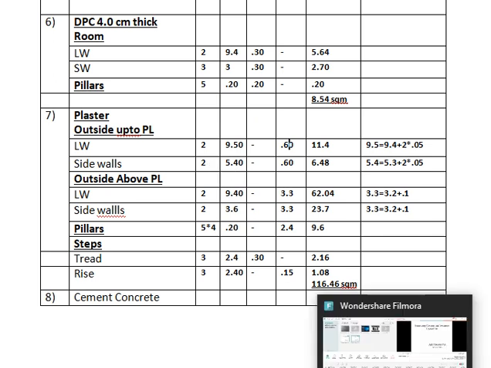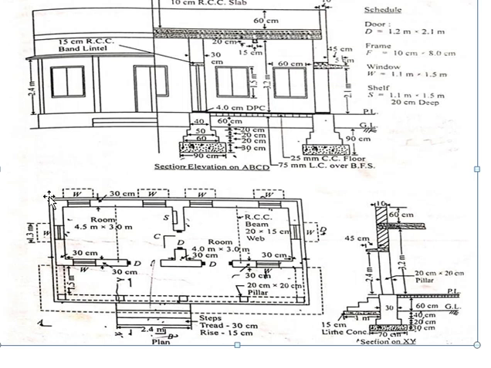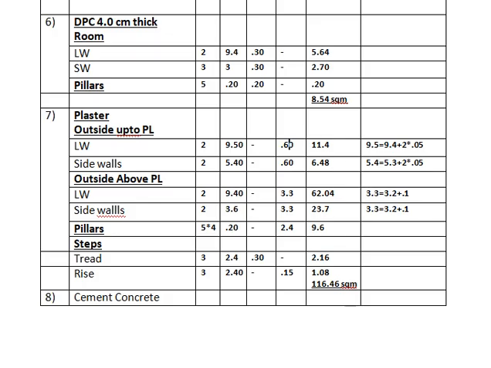Now talking about the length of the side wall, you can see it here. You have 0.3 plus 4.5 plus 0.3 plus 1.5 plus, sorry, 0.3 plus 3 meter plus 0.3 plus 1.5 plus 0.2, and also the offset of 0.05 meter on both sides, and you will get the total length 5.40. Again the height 0.60, multiply them and you will get the value.